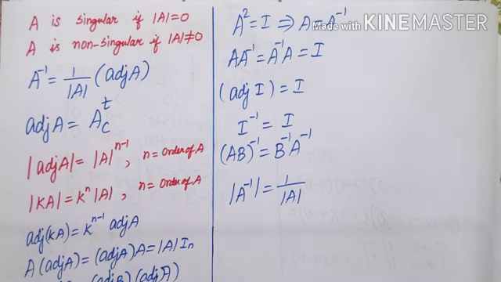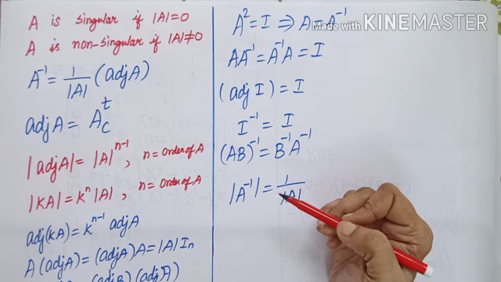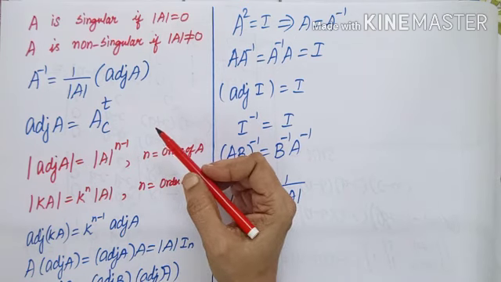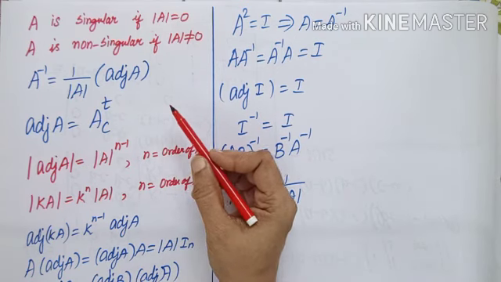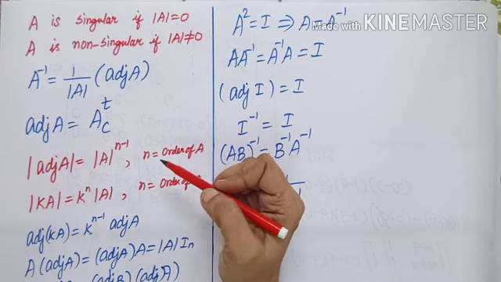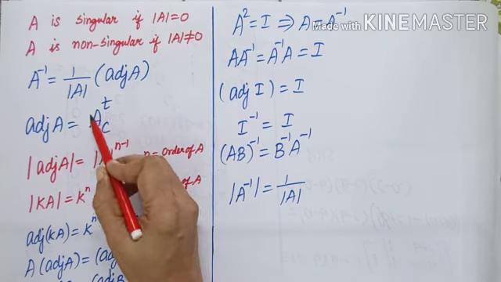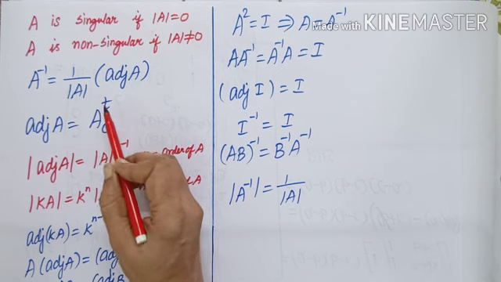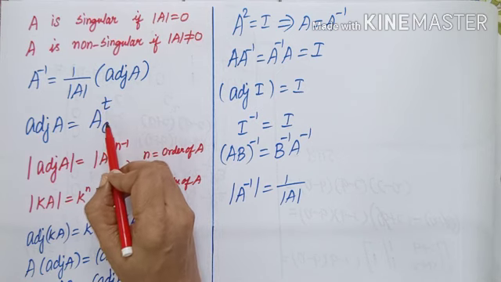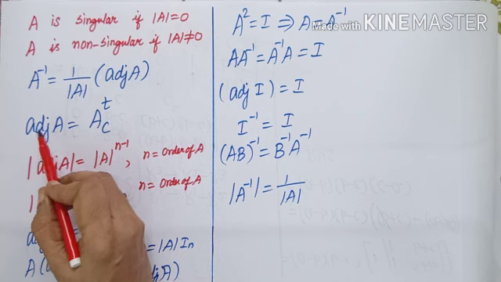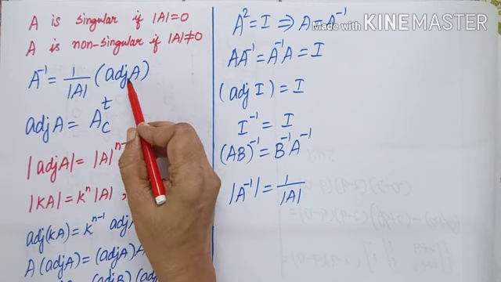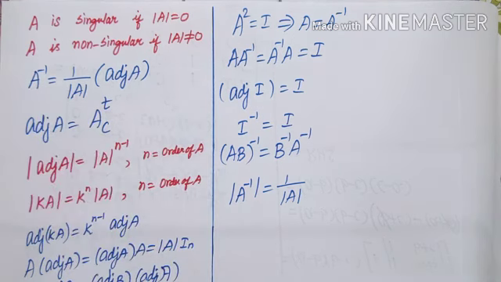Some of the properties. We are going to learn about inverse and adjoint. Now we have learnt minors and cofactors in the previous exercise. If I know the cofactor matrix, transpose it, I call it as adjoint. This adjoint helps us in finding A inverse. Why should I learn the inverse of a matrix?